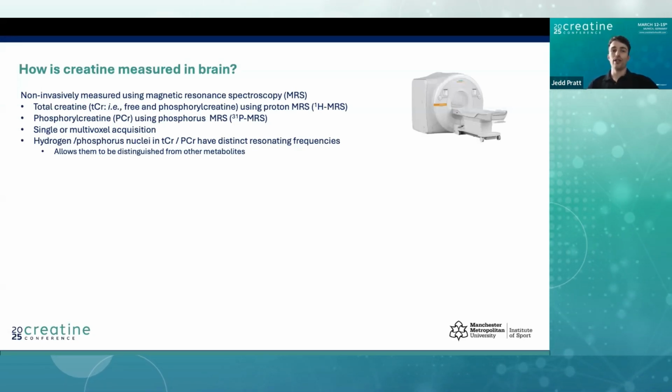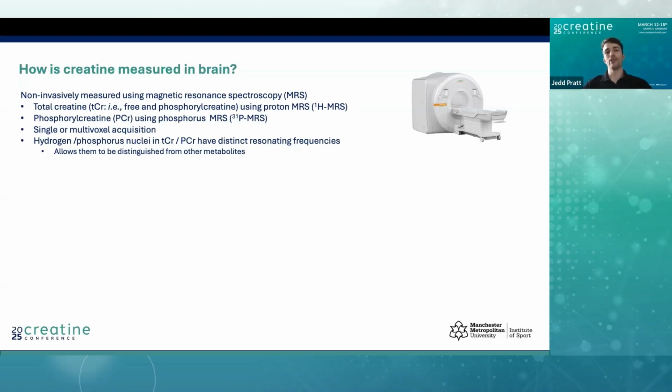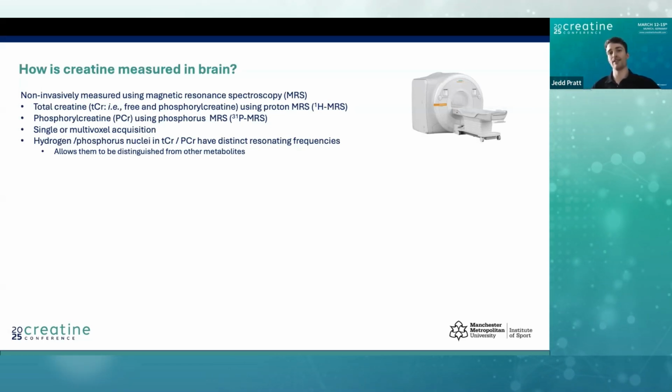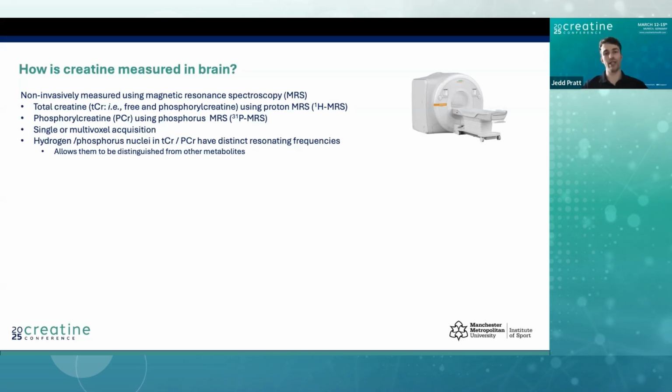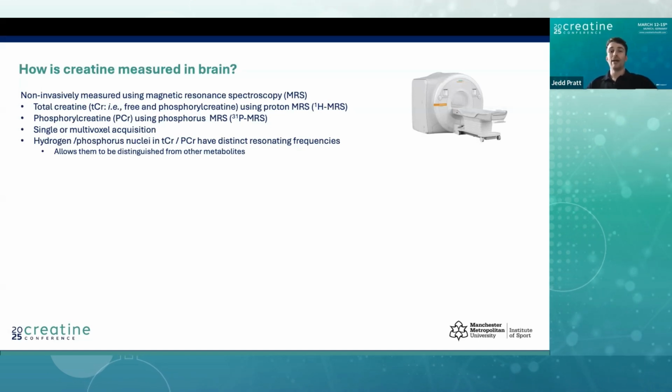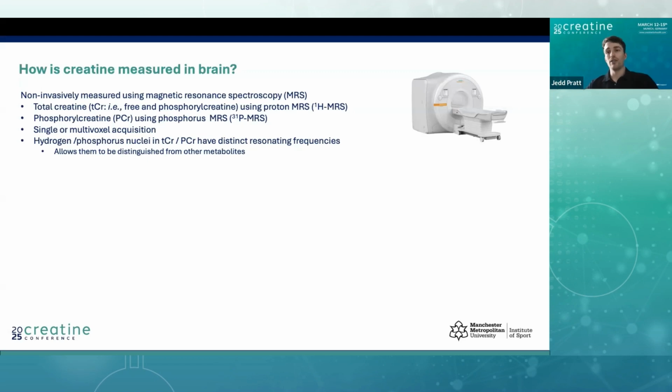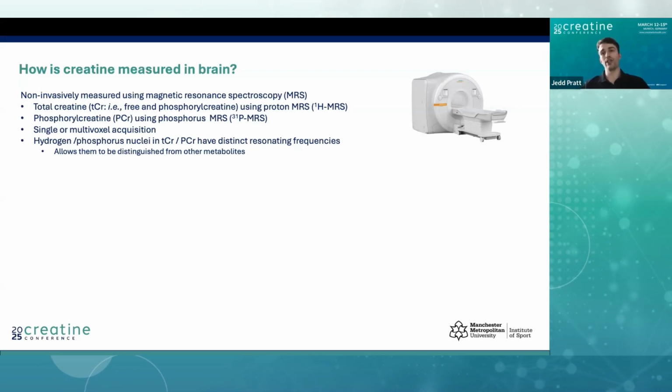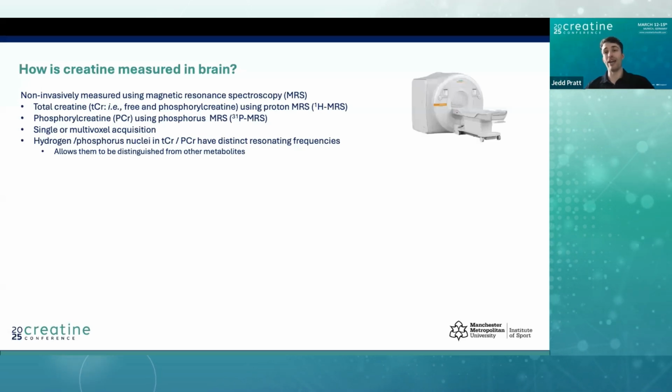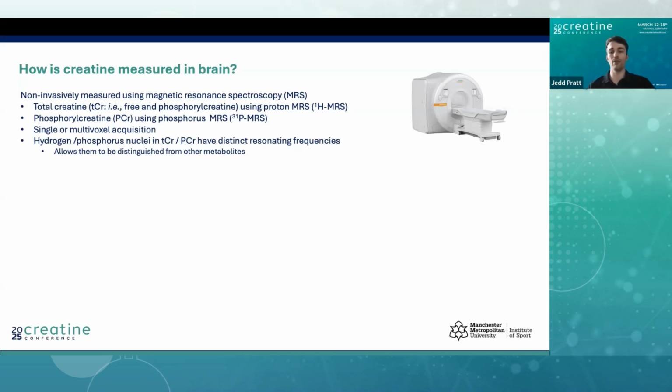And so if you do want to focus specifically on PCR, you need to use a phosphorus MRS, which specifically targets the phosphorus nuclei. That will again give that PCR its distinct characteristic, which will then allow you to capture that metabolite. Either MRS technique typically uses a single voxel or a multi-voxel acquisition. So this is essentially just an area within the brain. You just put a three-dimensional cube, if you like, in the certain region of the brain that you want to assess. And the multi-voxel is more so a grid that you would place in the brain region of interest to acquire that data from.